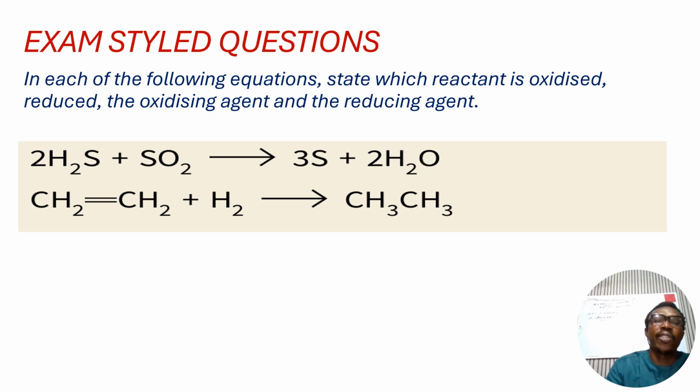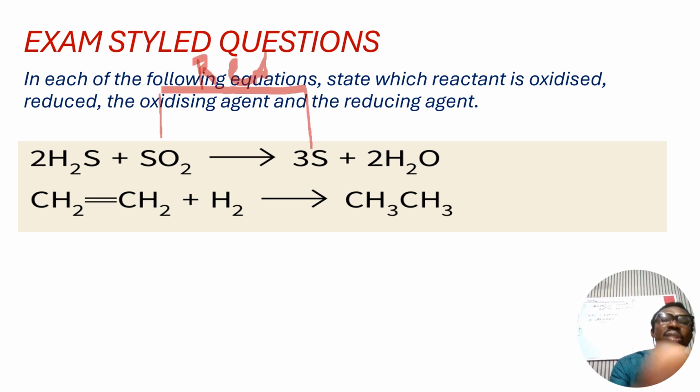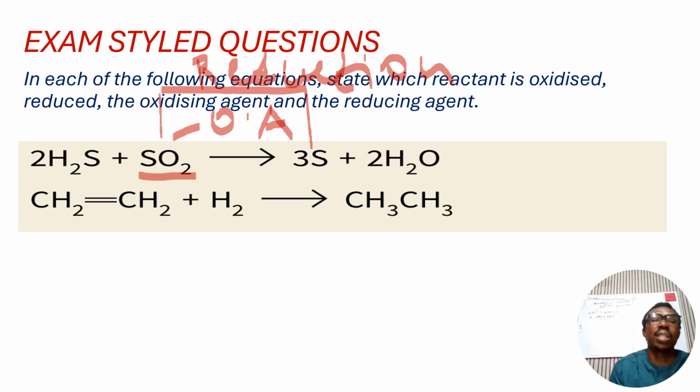So if we are to identify this, you can see that SO2, which is sulfur IV oxide, is reduced to sulfur. So this is reduction. Sulfur IV oxide is reduced to sulfur. So since sulfur IV oxide undergoes reduction, it is the oxidizing agent.